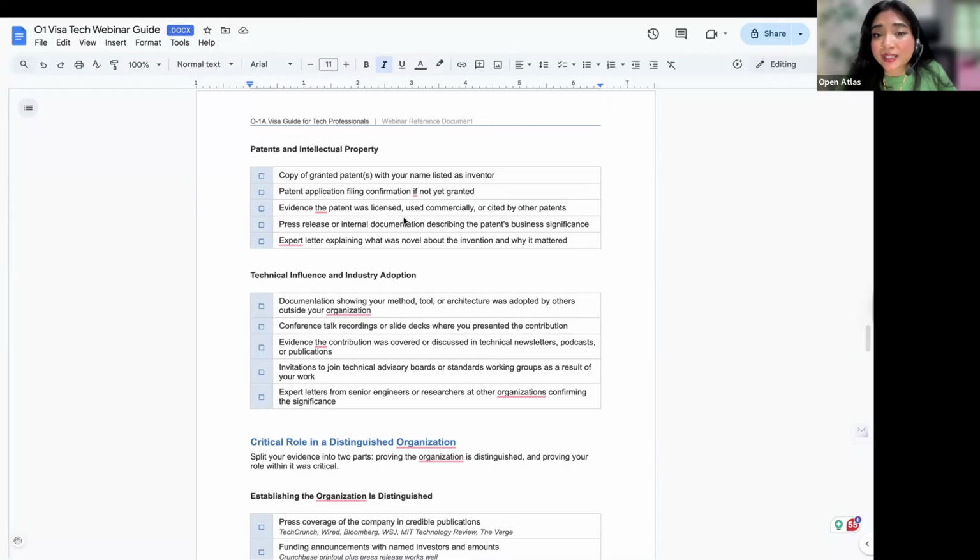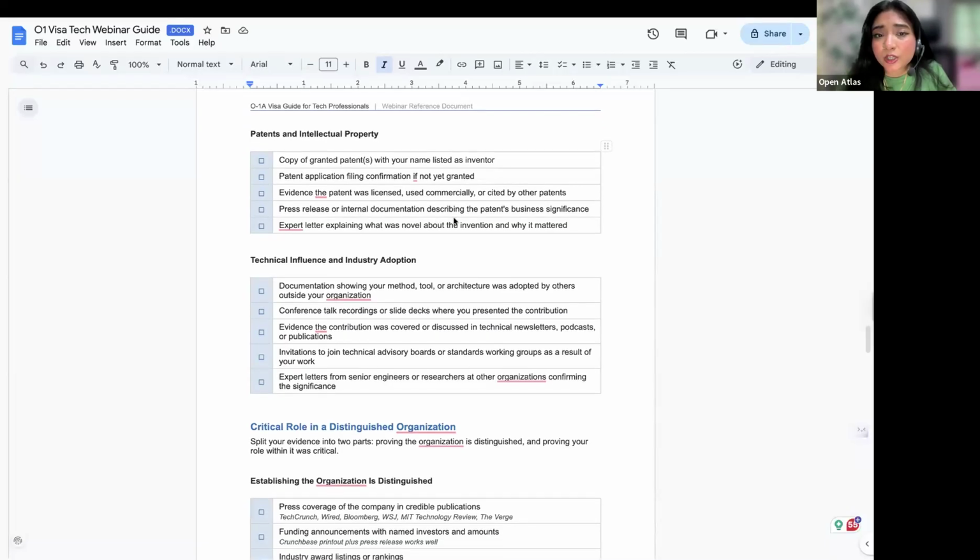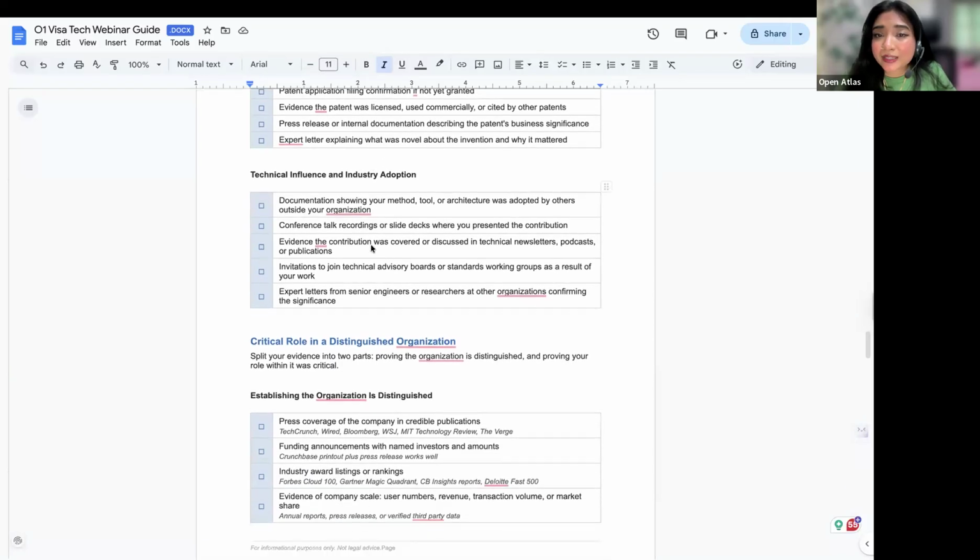Evidence the patent was licensed, used commercially, or cited by other patents. Press release or internal documentation describing the patent's business significance. Expert letter explaining what was novel about the invention and why it mattered. Technical influence and industry adoption: documentation showing your method, tool, or architecture was adopted by others outside your organization.